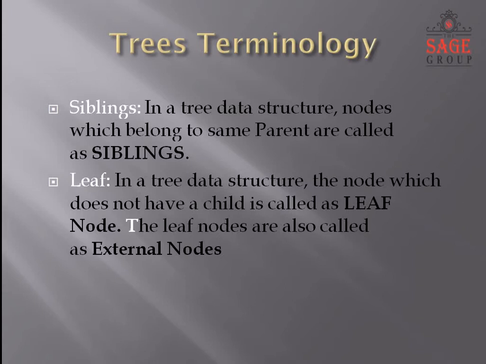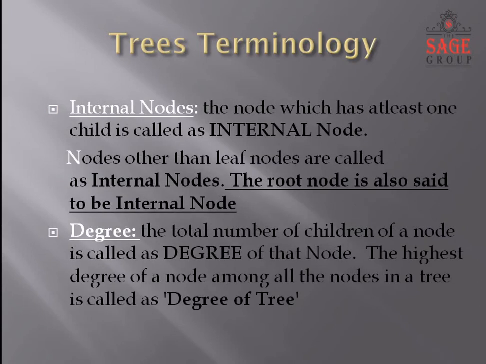Now come to the leaf nodes. So in a tree, the node which does not have a child is called the leaf node. The leaf nodes are also called external nodes. All those nodes which do not have any children are called leaf nodes, and they are also known as the external nodes.